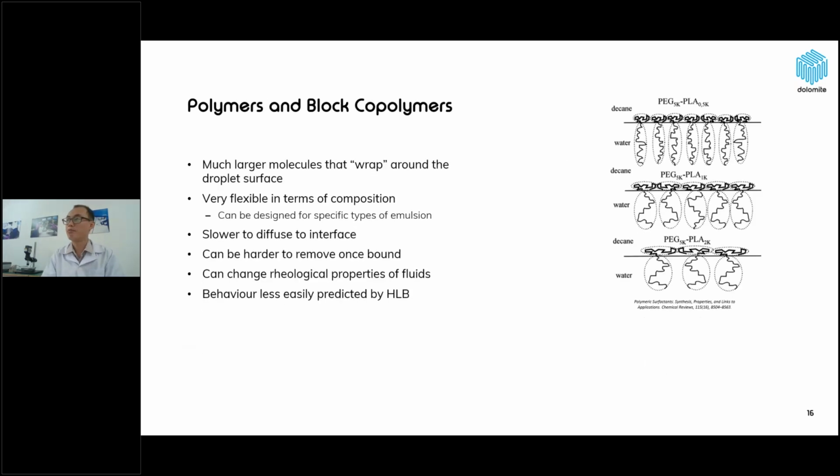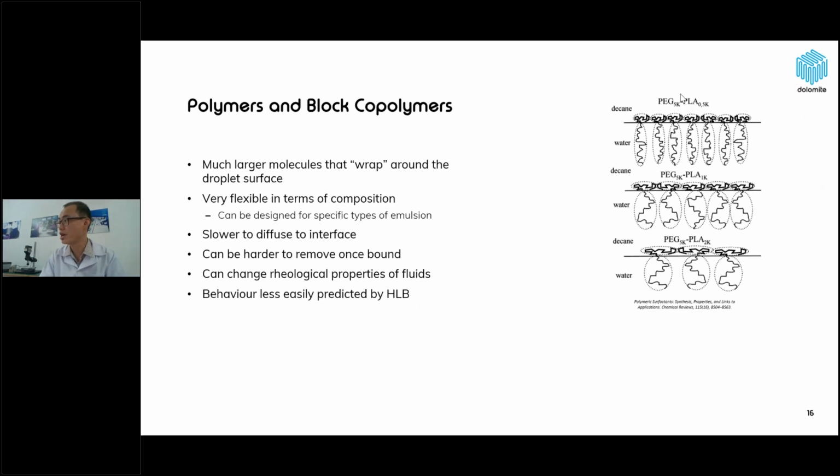For the polymers and block copolymers, in this case much larger molecules that wrap around the droplet surface, it's also very flexible in terms of composition, so it can be designed for a specific type of emulsion. It is also slower to diffuse to the interface and can be harder to remove from the bulk. It can change the rheological properties of fluids, and its behavior is less easy to predict by HLB value.